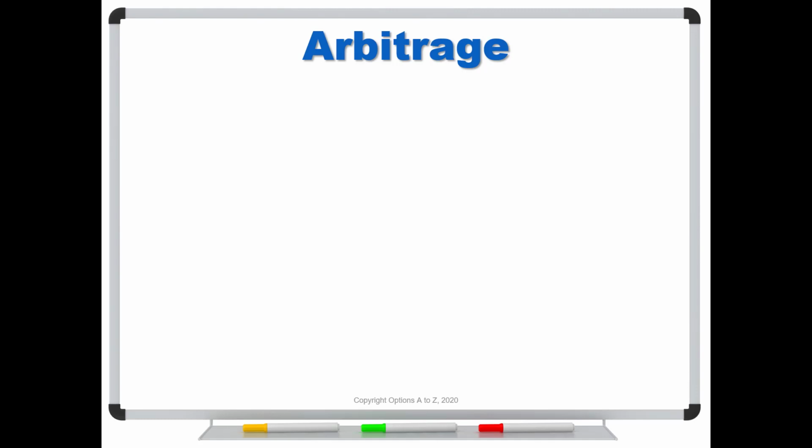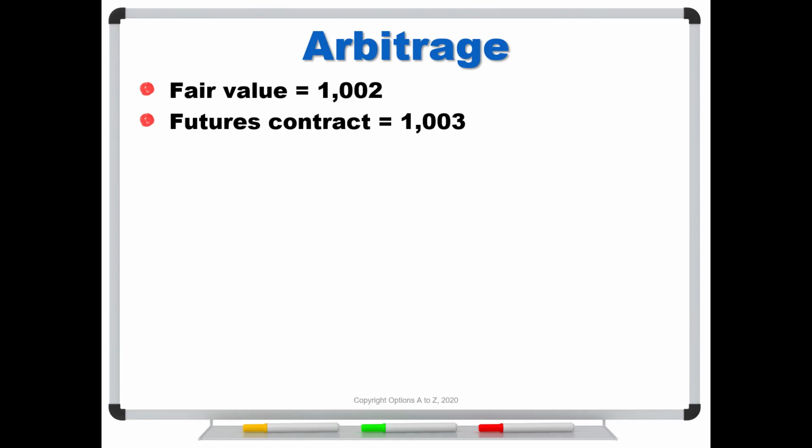So let's say that the fair value that we just calculated is 1,002. But for some reason in the open market, the contract's trading for 1,003, a price more than fair value. Well, what would happen is that traders, actually nowadays it would be computers, but the idea is the same, would go out there and sell this contract. Why? Because it's relatively expensive and they want to sell the higher priced item.